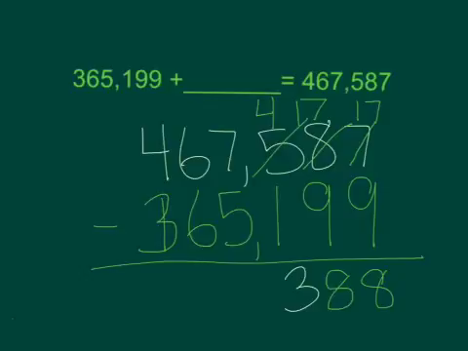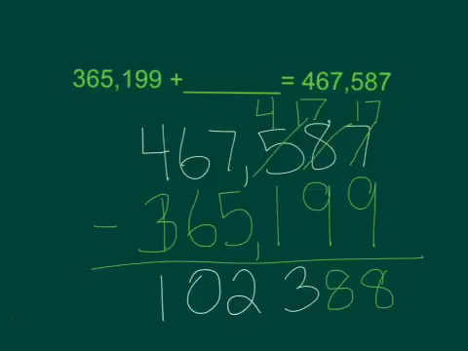And in our thousands place, we have 7 thousands, and we need to take away 5. Do we need to go next door and regroup? No, we do not. 7 take away 5 is 2. In our 10,000s place, we have a 6. We need to take away 6. 6 take away 6 is 0. And in our 100,000s place, we have 4 100,000s. We need to take away 3. 4 take away 3 is 1.